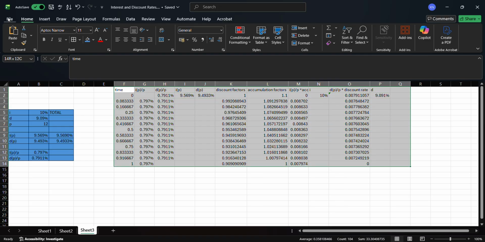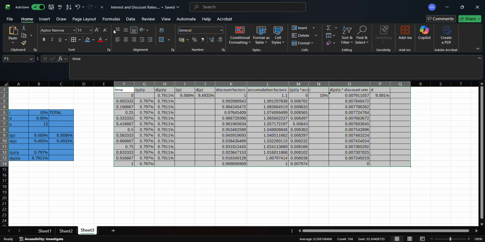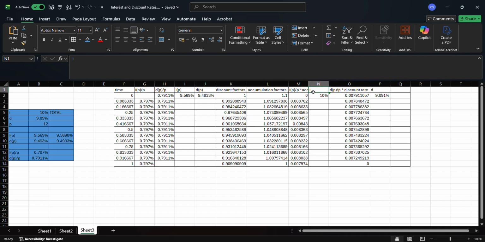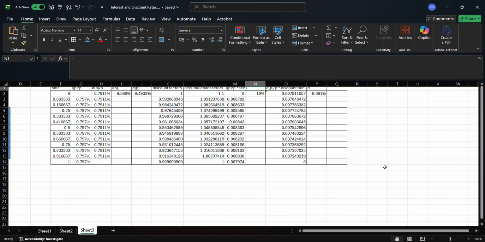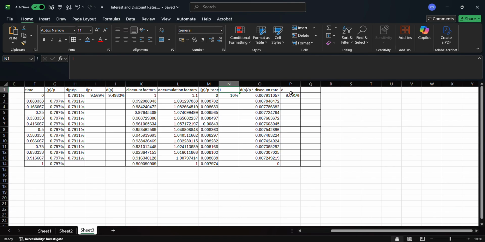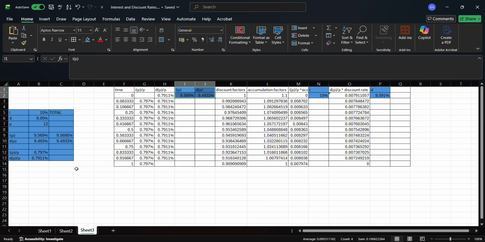You can add a nice border to all of these, just to make it a bit neater. And there is your discount rate, your interest rate, and your interest and discount rates convertible monthly.